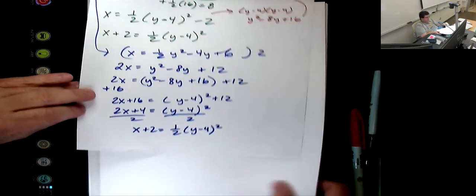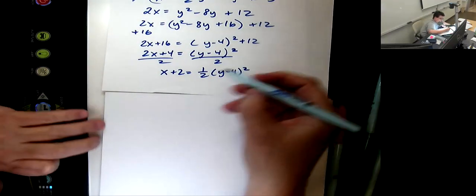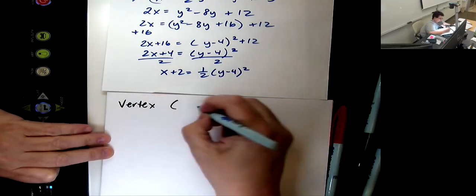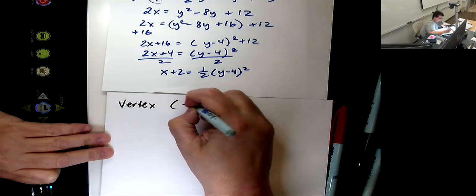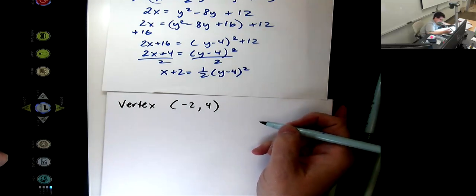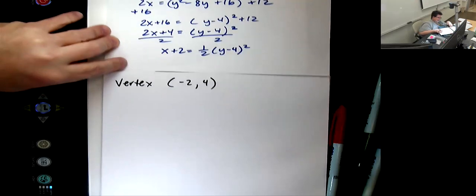So how would I graph this? Well, first off, what's our vertex? What is it? 2, 4. Close. It's like -2 and 4. Working with that 1/2 to me is a pain.